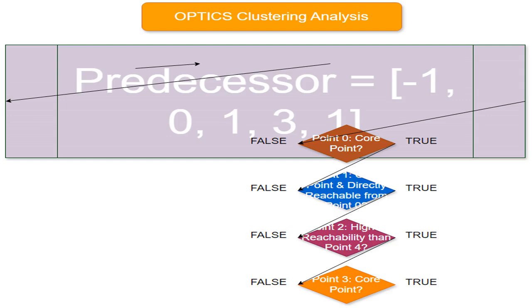This array shows the predecessor of each point. The predecessor indicates from which point the algorithm reached the current point. A -1 means the point was a starting point, or considered noise. So, point 0 is a starting point. Point 1 was reached from point 0, point 2 was reached from point 1, point 3 was reached from itself, which may mean it's a cluster on its own, and point 4 was reached from point 1.